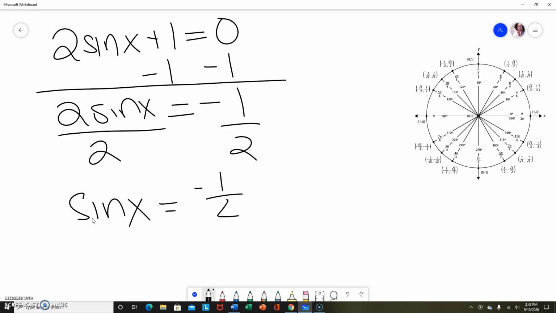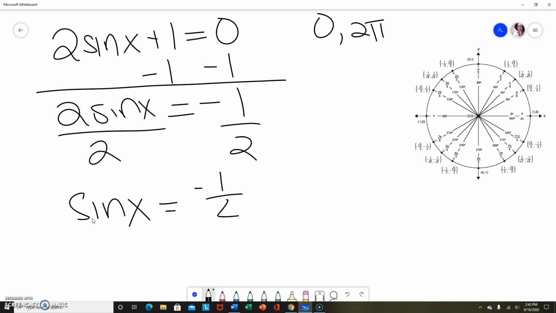And by the way, I'm sorry, I forgot to say this at first. Let's say that all of our solutions are going to be from 0 to 2 pi. Because these functions are circular, they keep going and going and going, we'll just limit our answers to 0 to 2 pi.